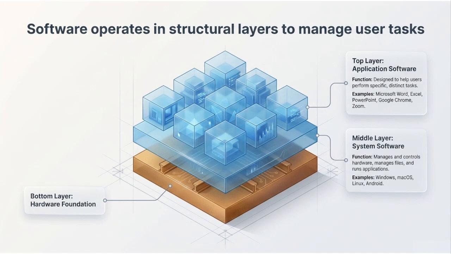Let's look at the different types of software that our computers could be having. Software is categorized into 3 layers. At the very bottom, we have the system software, such as Windows, Linux, or even Android. This manages hardware and system operation. In the middle is the application software. For example, Microsoft Word, Excel, or Google Chrome. These help users to perform specific tasks.